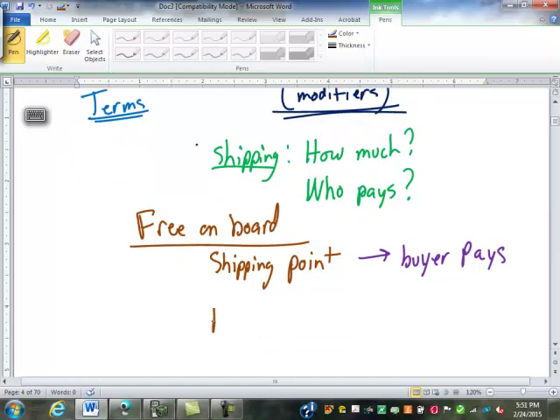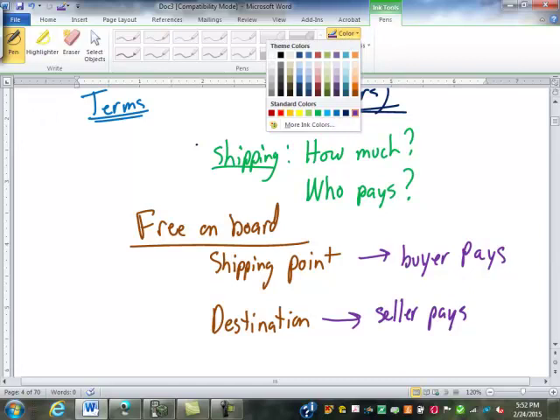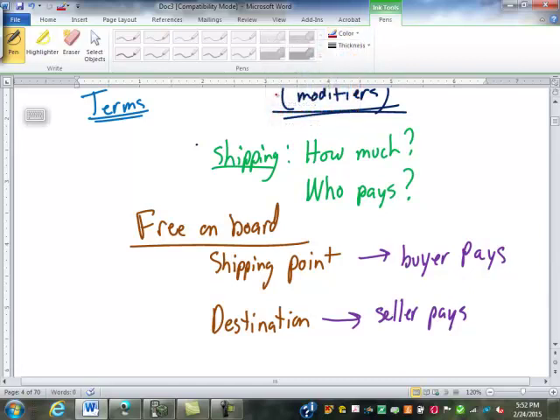If it is free on board destination, that means it is free at the destination, so the seller, the supplier, pays. In most cases, a shipping company will not ship without payment. They don't do COD or cash on delivery anymore. They need to get paid up front.